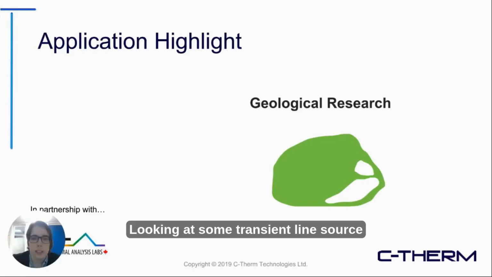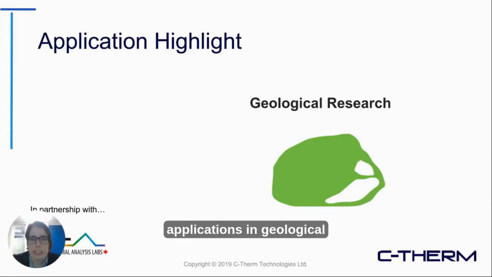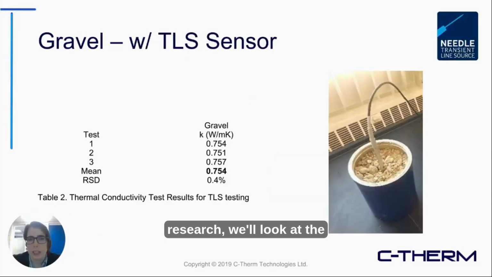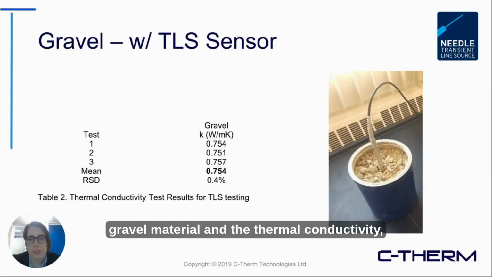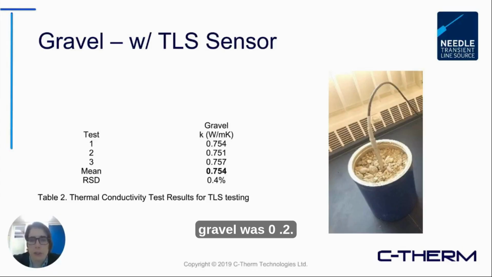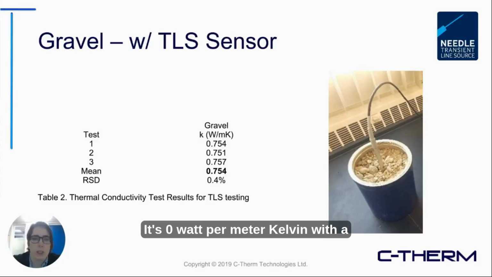Looking at some transient line source applications in geological research, we'll look at the testing of gravel with the transient line source sensor. You can see here the gravel material, and the thermal conductivity which we measured on this particular type of gravel was 0.75 watt per meter Kelvin, with a relative standard deviation of about 0.4%.